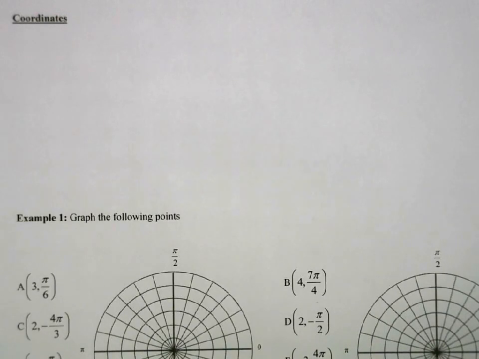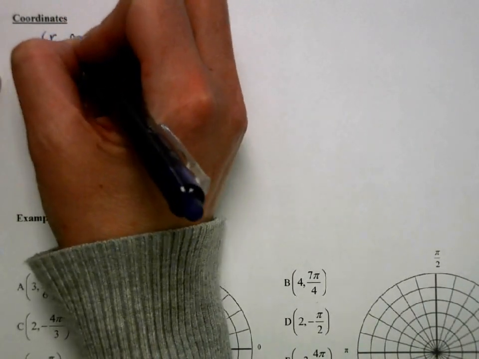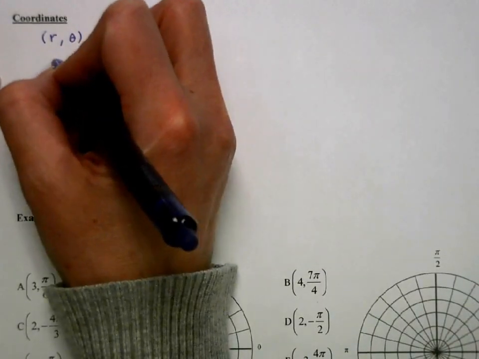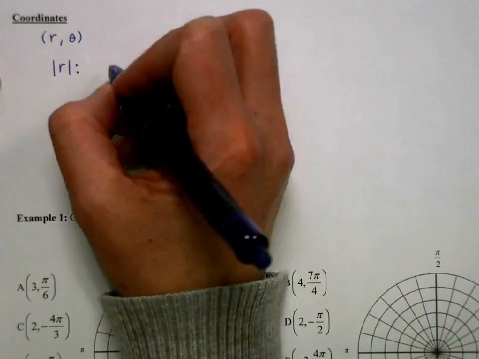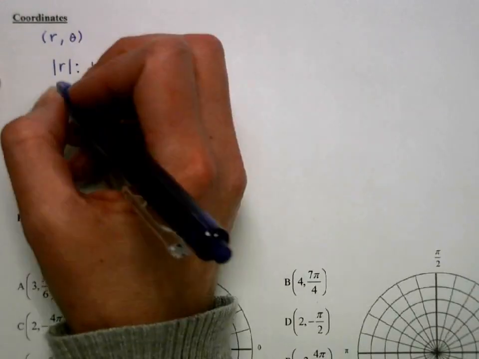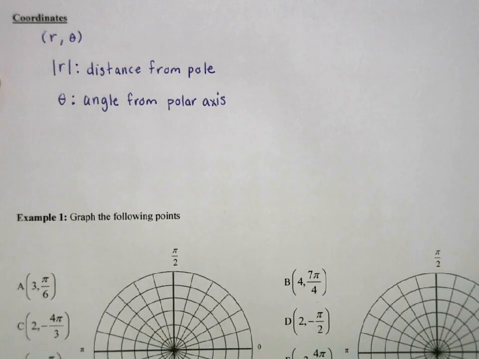So the coordinates. You have known and loved our Cartesian coordinates, x and y. In polar, rather than having an x and a y, we're going to have an r and a theta. The r, or really the absolute value of r, is going to be the distance from the pole. It's absolute value because r can be negative, and we'll see how to handle that shortly. Our other coordinate is theta. And that's going to be the angle from the polar axis. So starting at the polar axis, we'll go some angle away from that.